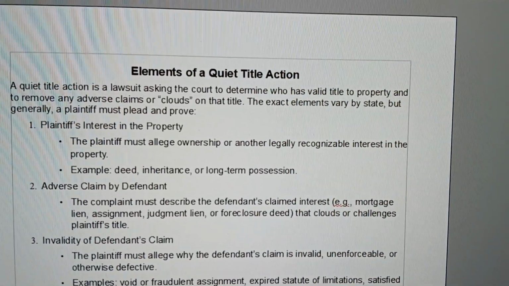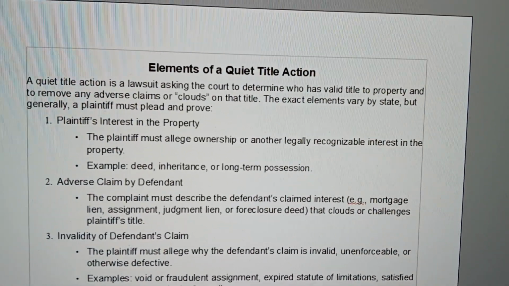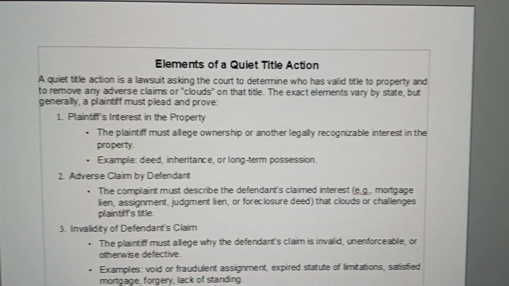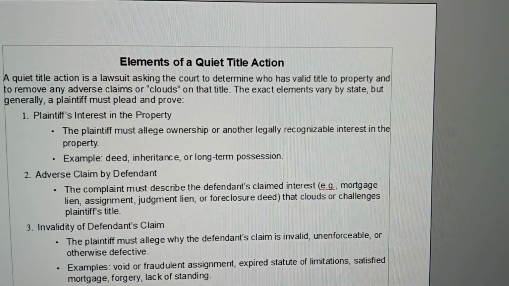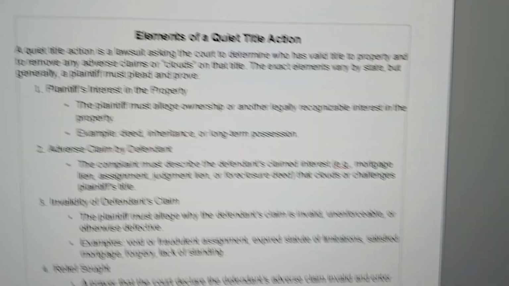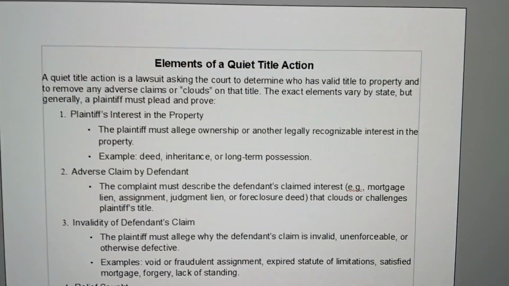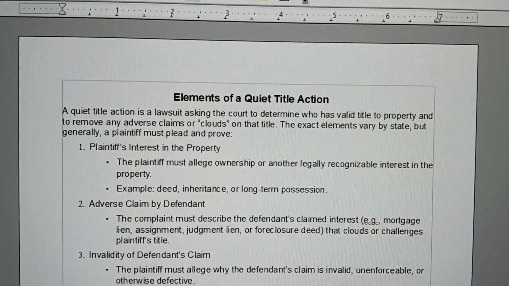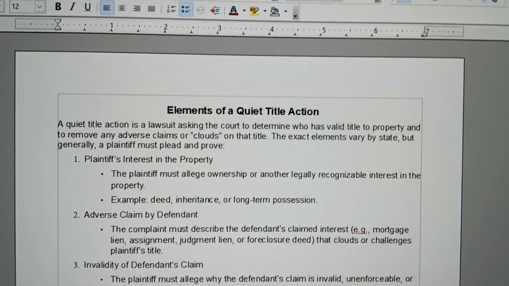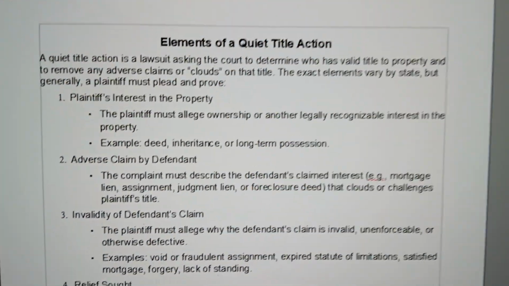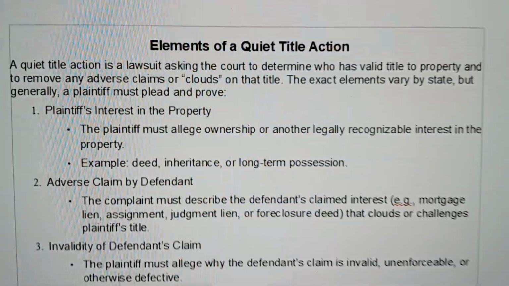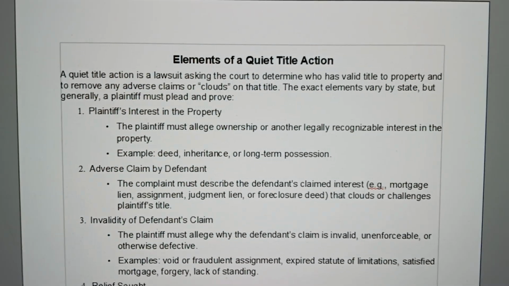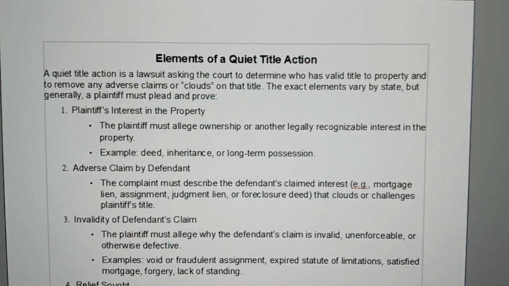The exact elements vary by state, but generally a plaintiff must plead and prove certain things here. Number one, plaintiff's interest in the property. The plaintiff must allege ownership or another legally recognizable interest in the property. This means that when you file your lawsuit, you have to include a copy of the deed, the warranty deed, that shows you're the owner of the property as an exhibit to your complaint. That's the first thing to do. Example, deed, inheritance, or long-term possession. But I think warranty deed is what most people use. Okay, that's part of the quiet title action that you have to put on there.